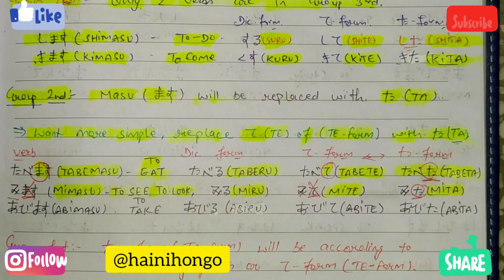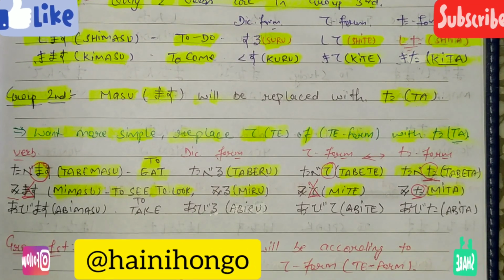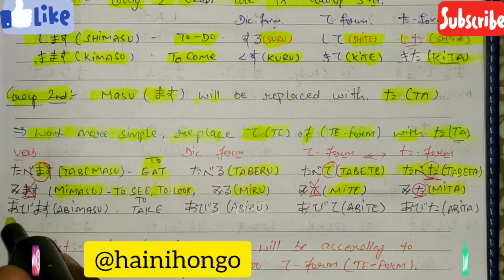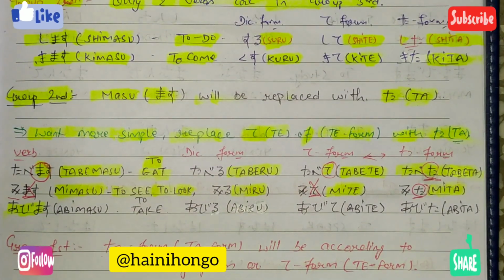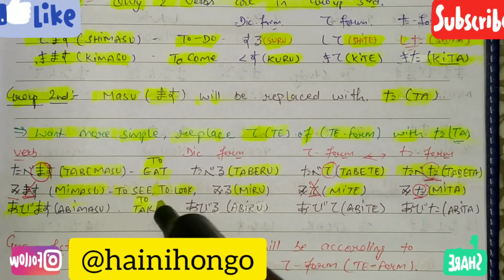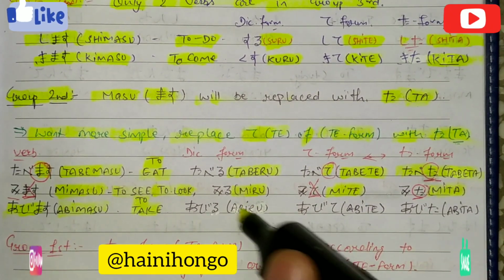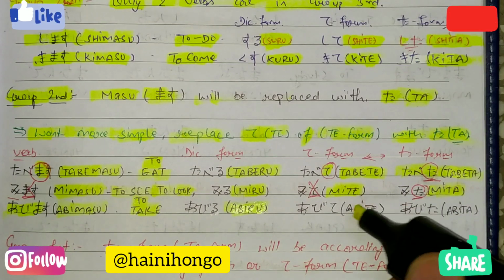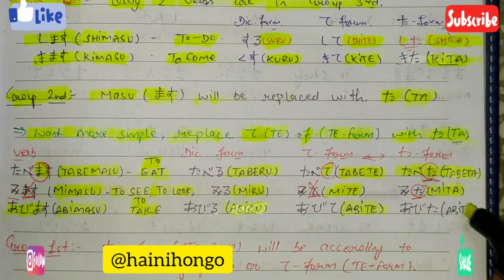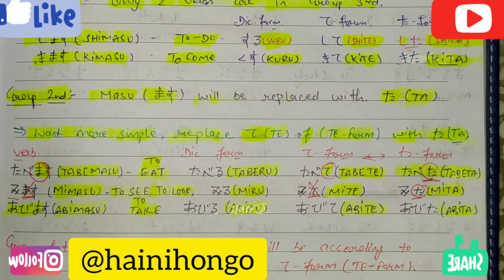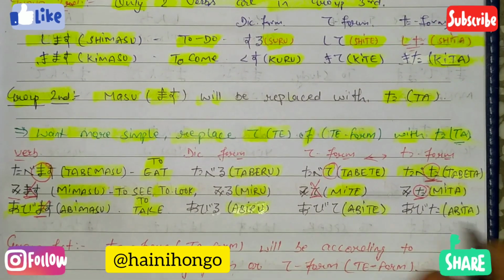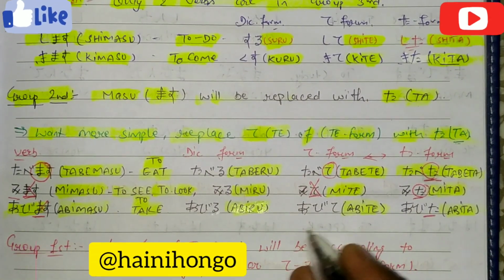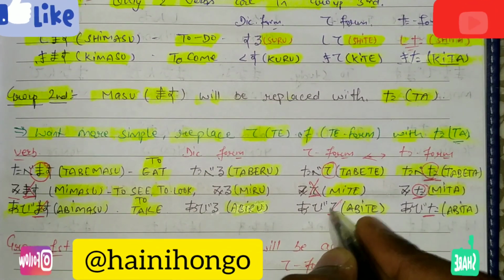And our final example is abimasu. This is an exception. You guys will have to watch the video on Japanese verbs. I'll drop the link in the description. Abimasu is an exception because it looks like a group first verb. Abimasu means to take. The dictionary form of abimasu would be abiru. The te form of abimasu would be abite and the ta form of abimasu would be abita. Same thing here. If we are making the ta form from the MASU form, then we will replace this MASU with this ta, and if we are making it from the te form, then we will replace this te with this ta.